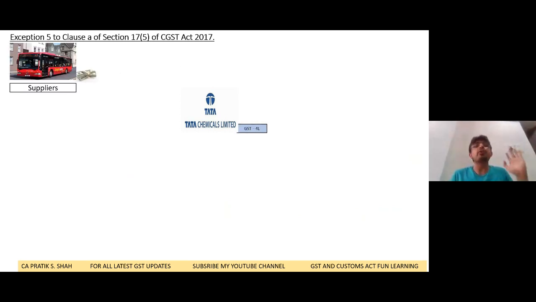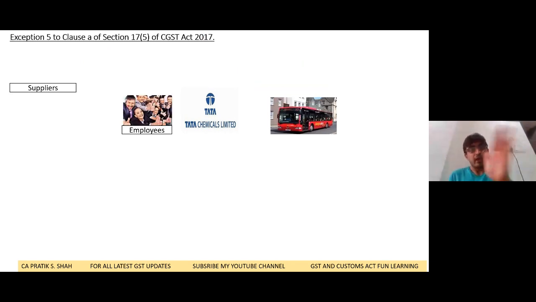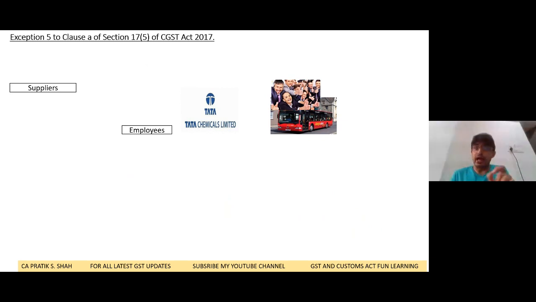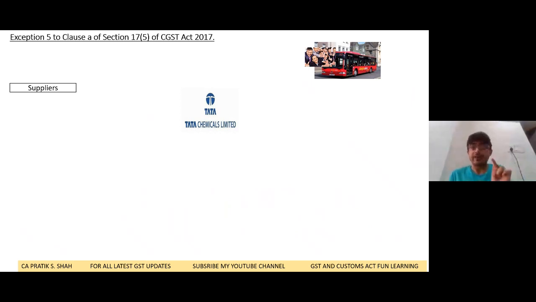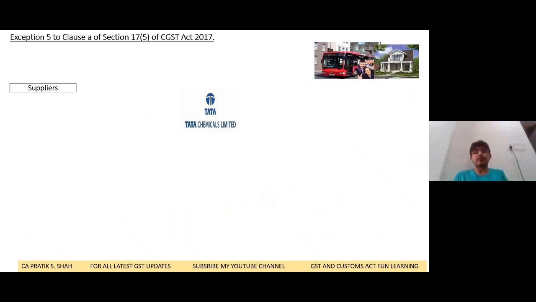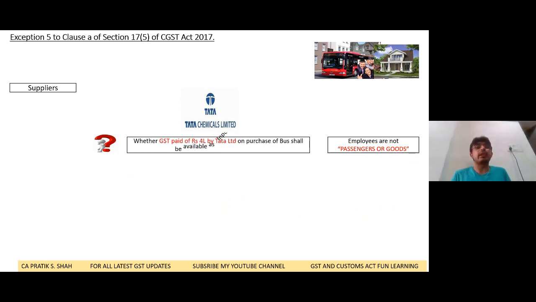Okay. See now, exception number 5, Tata Chemicals Limited. It purchased a bus and paid GST of 4 lakh rupees. Now what happened? In this bus, the employees are getting transported from the office to the residence. Employees are neither passengers nor goods. Whether the GST paid of 4 lakh can be availed as ITC or not? क्या GST का ITC मिलेगा of this 4 lakh?